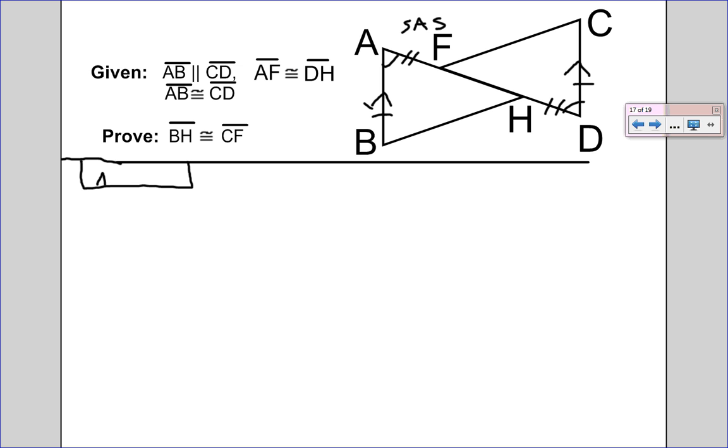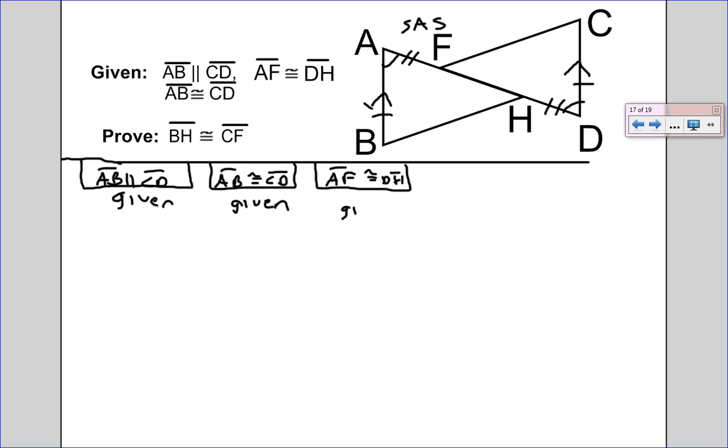So given AB parallel to CD, AB is congruent to CD, AF is congruent to DH, and let's go ahead and write given under all of those, of course. And finally, the last thing I need to put on here is that FH is congruent to itself, and that, of course, is our reflexive property. And that's so I can use the common segment theorem.